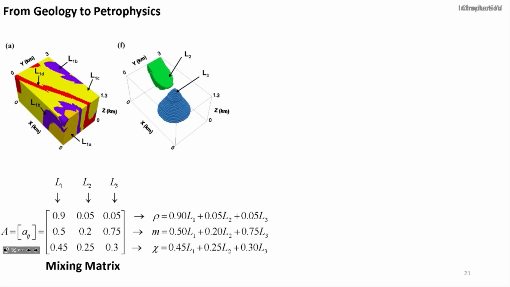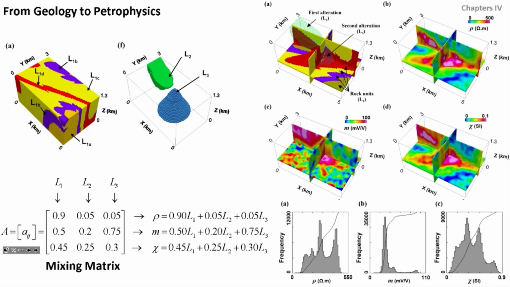A mixture of 4 background rock units, L1, and 2 alteration events, L2 and L3, correspond to 3 main physical property distributions, including electrical resistivity, IP chargeabilities, and magnetic susceptibilities, as can be seen here. The first row is the resistivity, M is the chargeability, and kappa is the magnetic susceptibility.